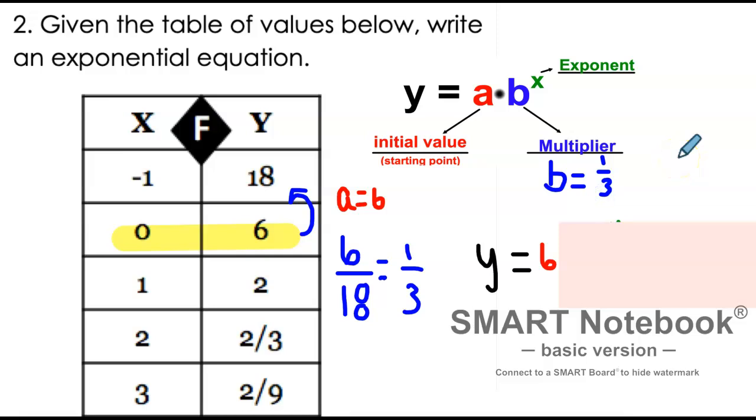And once we have that, we know everything we need to actually finish writing our equation. So y equals 6, because 6 was our initial value, times 1/3 raised to the x power. And we're going to go ahead and put that multiplier in parentheses to show the multiplication. So all we had to do to write our equation here was look at our table, find the initial value, and find the multiplier, and substitute those in for a and b in our exponential equation. Now we have an equation that matches this table.